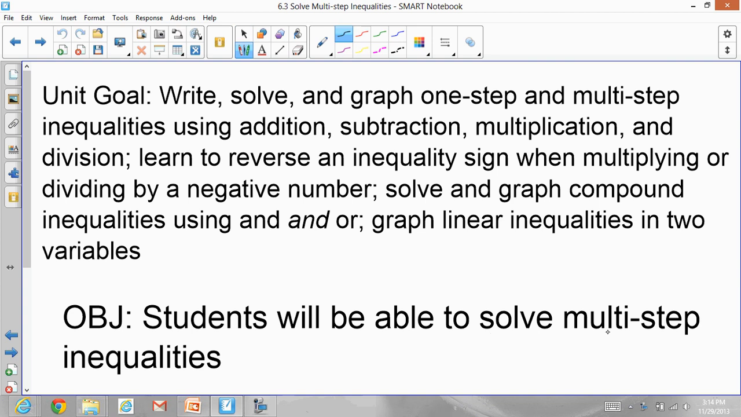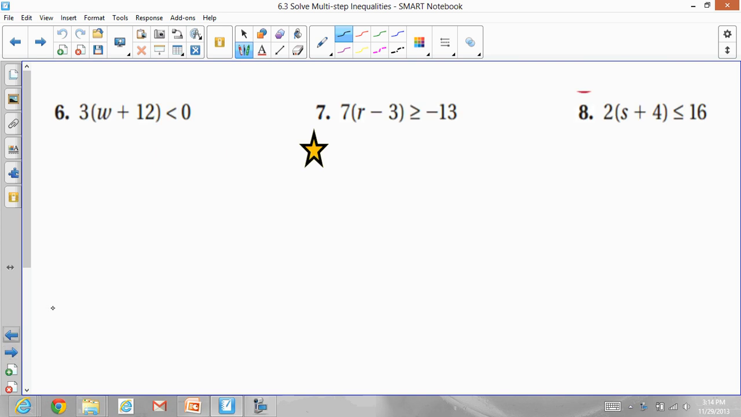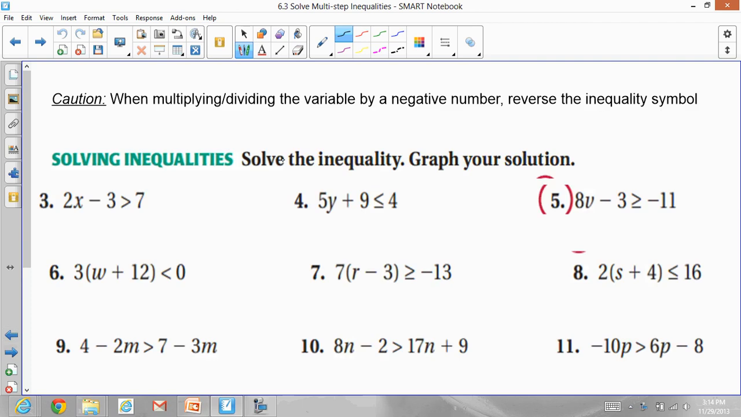Today you will learn how to solve multi-step inequalities. Write the date 6.3, solve multi-step inequalities in your notebook before you start recording any notes. Focus on question number 7. The question is asking you to solve the inequality and graph your solution. And before you focus on question number 7, write this down in your notes.